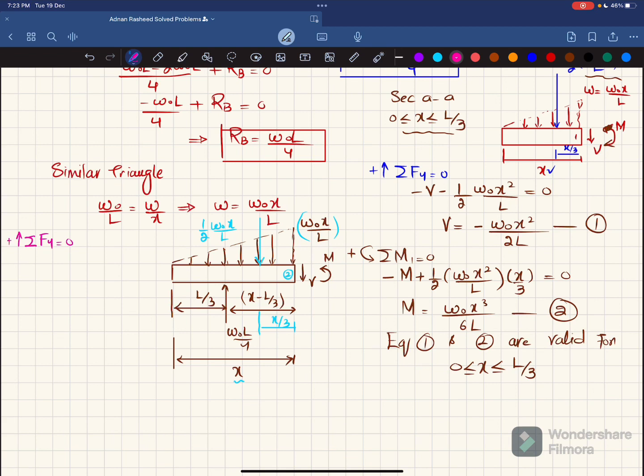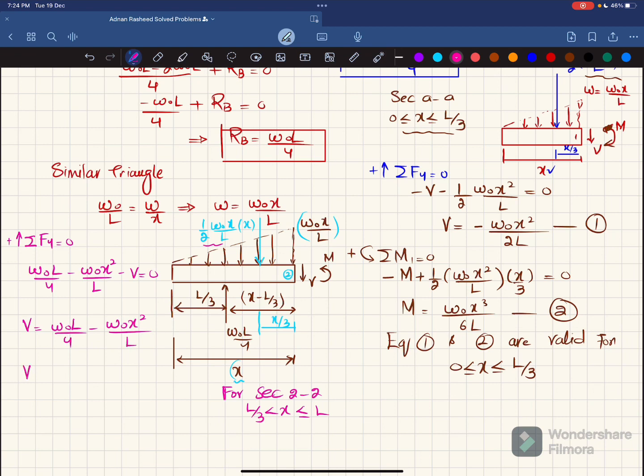And remember that this is for section 2, and here X is greater than L by 3 and less than or equal to L. Clear? So W naught L by 4, which is acting upward, minus this load, which is downward, minus W naught X over L. So this load, you can see, is 1 over 2 this load into the length over which it acts, that is X. So it will be W naught X square over L, and the last thing is that minus V is equal to 0. So from here this V will be equal to W naught L by 4 minus W naught X square over L.